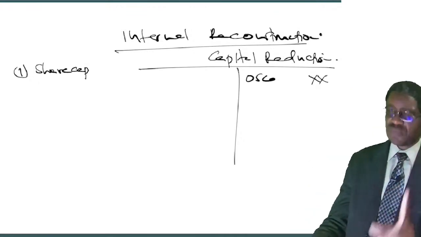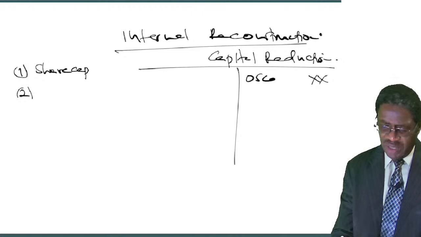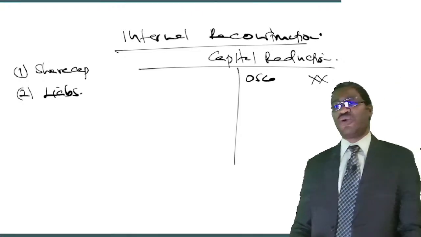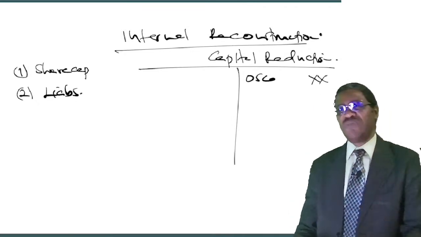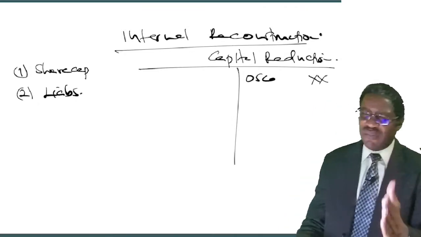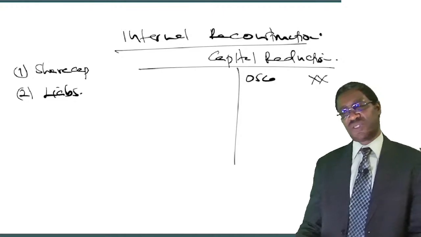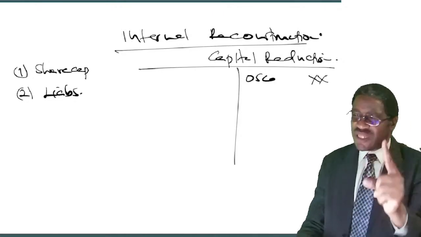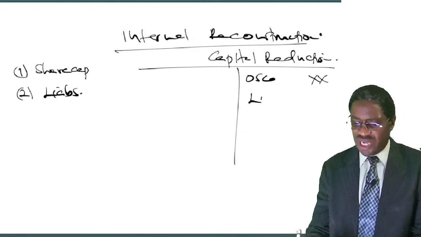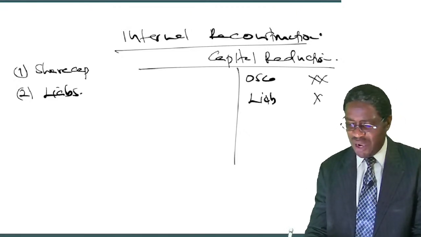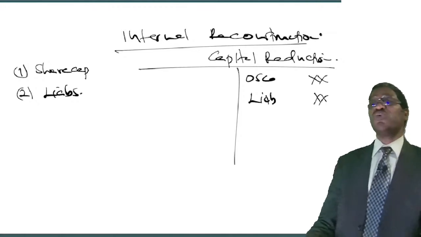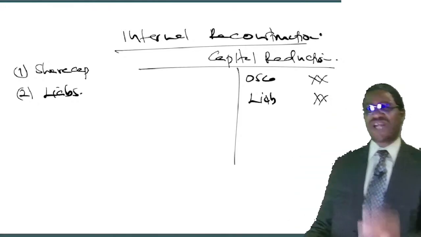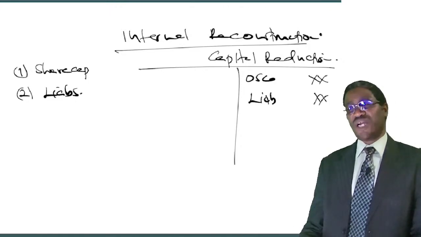Number 2, with amount written off on liabilities. Liabilities are always a credit balance, so every time you reduce a liability, you debit that liability and you credit capital reduction. That was our entry number 2.